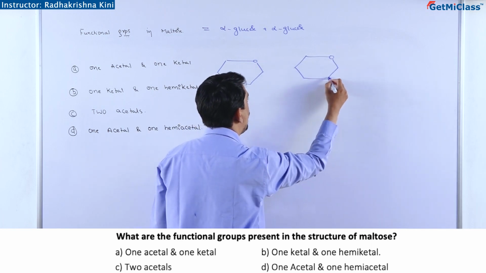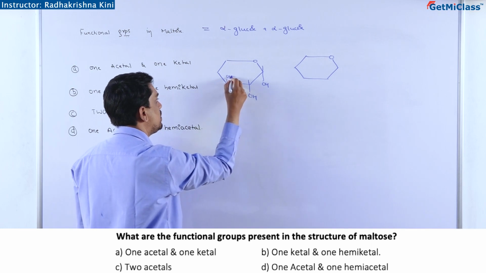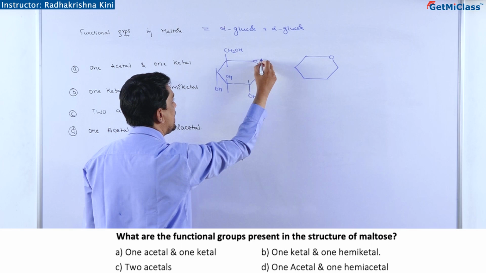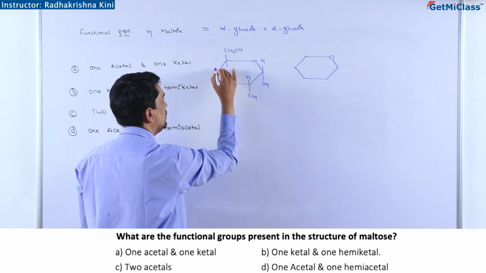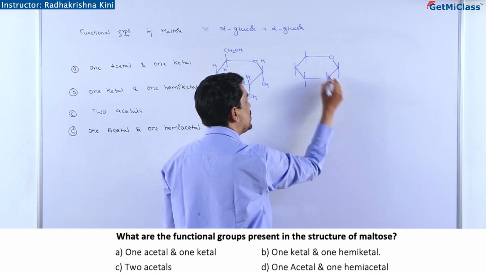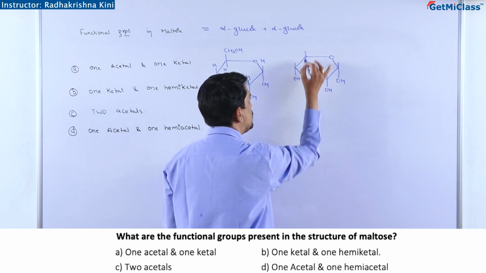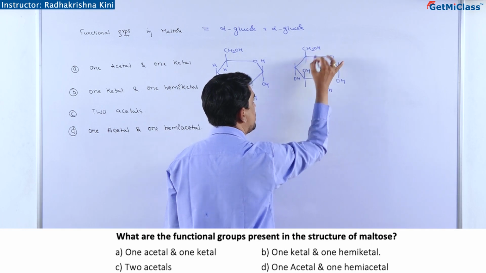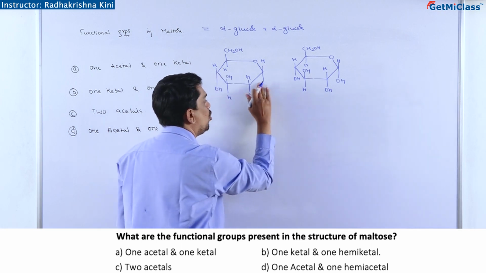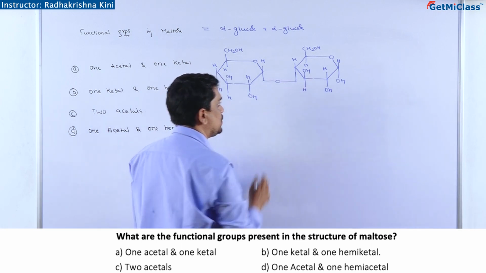And we know the slogan of alpha glucose: it's down, down, up, down, and the last carbon top CH2OH and remaining all H. Let me write the same over here. We have the slogan down, down, up, down, last carbon top CH2OH and remaining all H. OH and H go out as water. The O that remains here will connect the two.